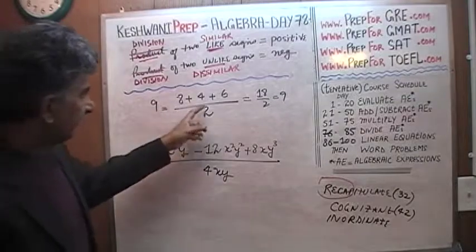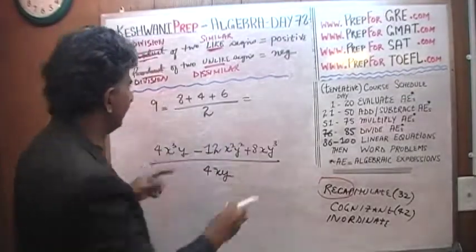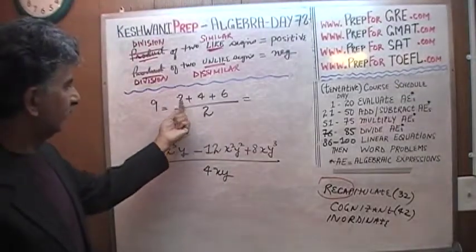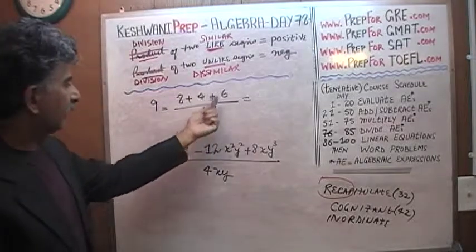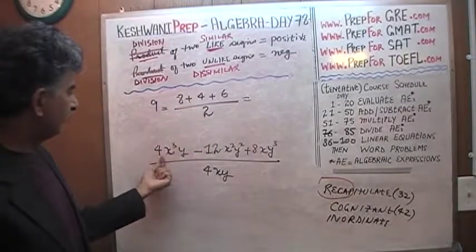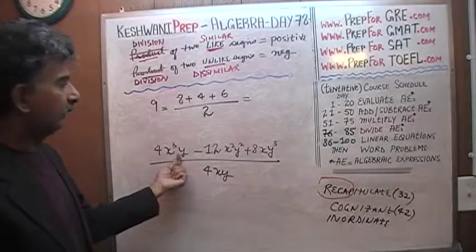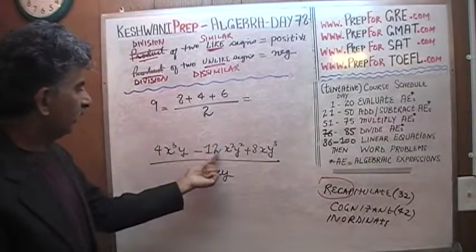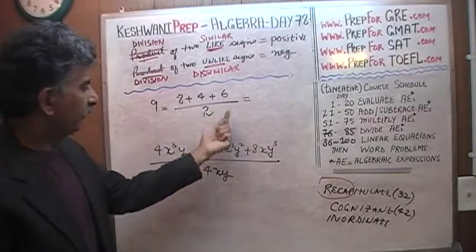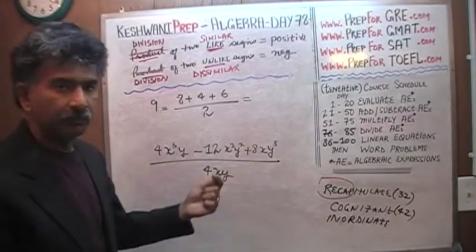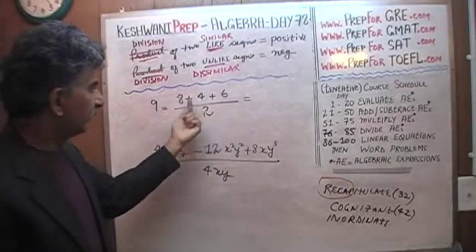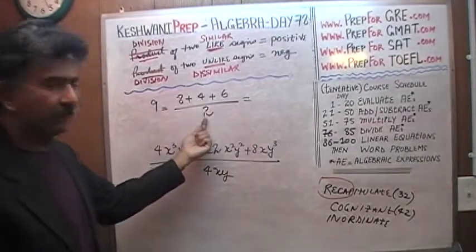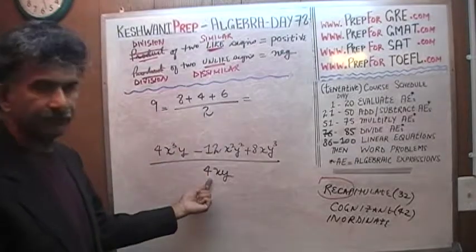But the difference between this thing, you see, it's the exact same thing. We have three terms, 8, a 4, and a 6. Except instead of 8, here we have 4x cubed y. Instead of 4, we have negative 12x squared y squared. Instead of 6, we have 8xy cubed. An expression with three terms being divided by an expression containing only one term. Right here. It's the exact same thing.